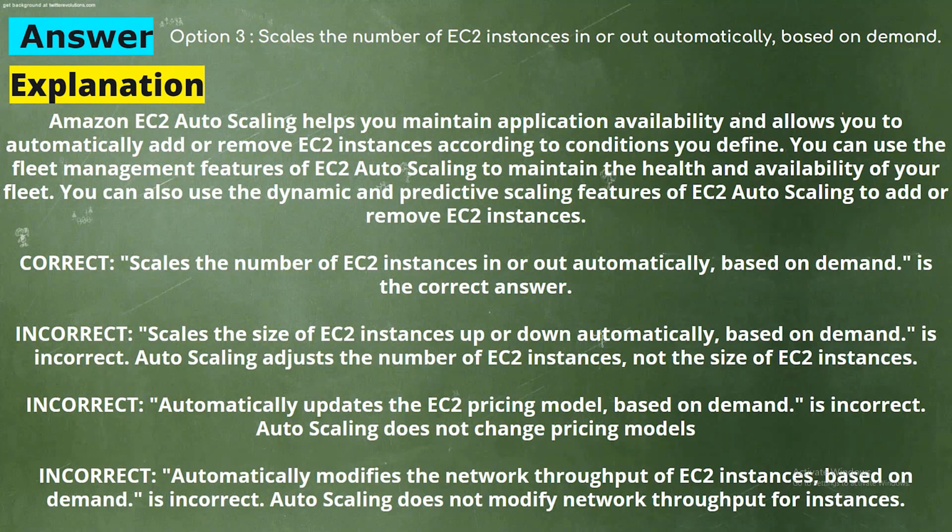Is incorrect. Auto-scaling does not change pricing models. Incorrect, automatically modifies the network throughput of EC2 instances based on demand. Is incorrect. Auto-scaling does not modify network throughput for instances.